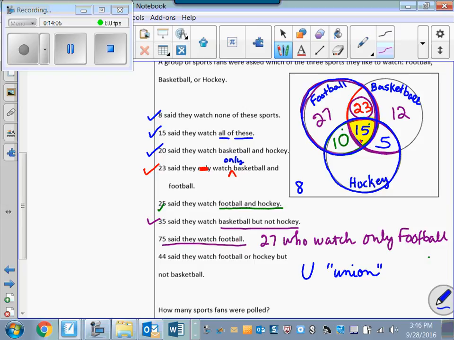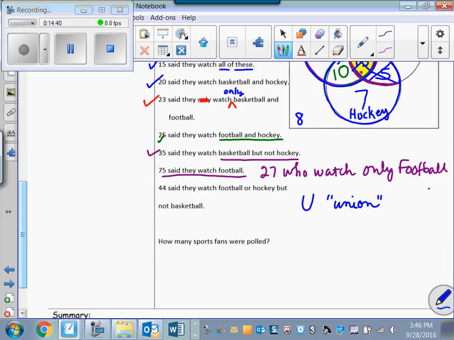So now that I've got these numbers here, I'm really going to make a mess of this, but I'm just going to X out all the basketballs contained within these two circles. So that doesn't count, that doesn't count, that doesn't count. So now what I have circled in blue is football or hockey, but not basketball, and that has to add up to 44. So I've got 27 plus 10, 37, so that means I got 7 people right there who watch only hockey. All right, so that's how I go about filling in a Venn diagram like that.